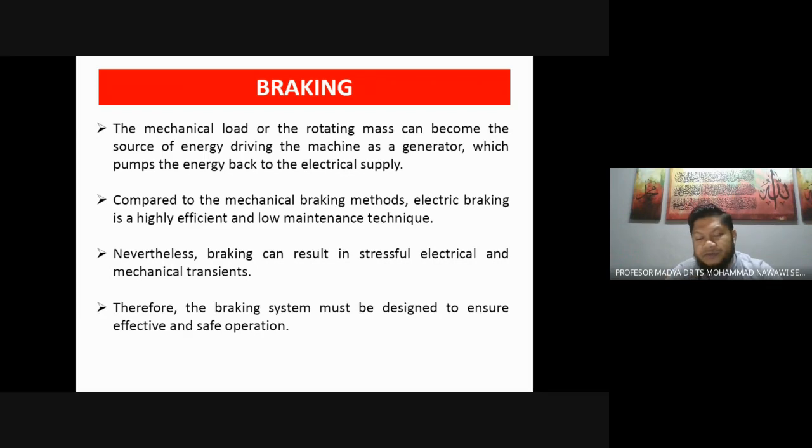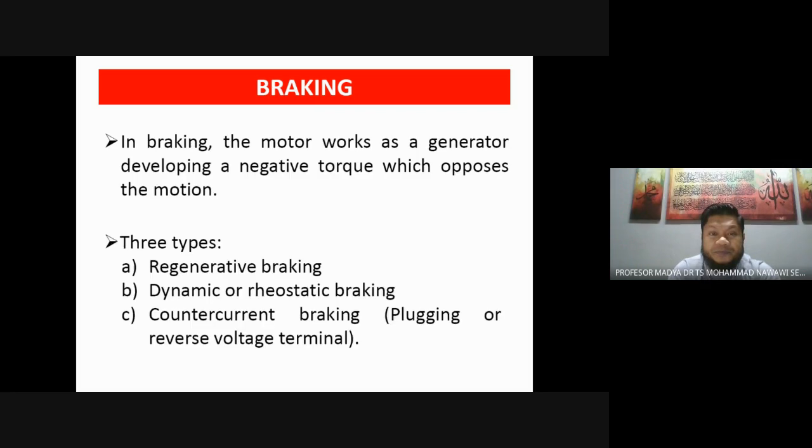Stressful electrical. So when you do some braking, the current could be very high, and that will put your electric components into a stressful condition. Therefore, the braking system must be designed to ensure effective and safe operation.